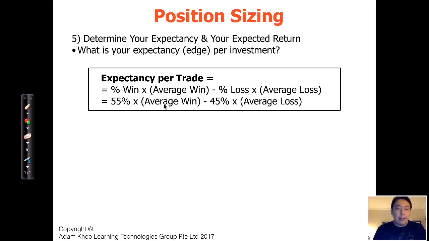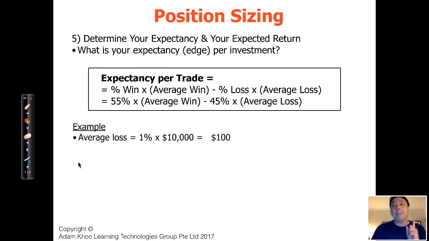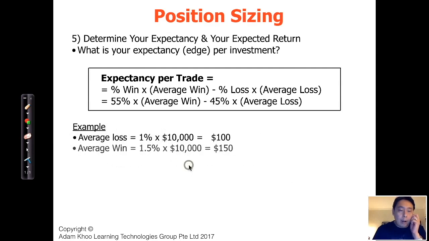So we have to plug in your average win and average loss. Let's take an example. Let's imagine you risk 1% per trade. So your average loss would be $100, right? 1% times 10 grand. And your average win would be 1.5%, right? Because you're risking 1 to make 1.5 in Forex, remember that? So your average win would be $150.